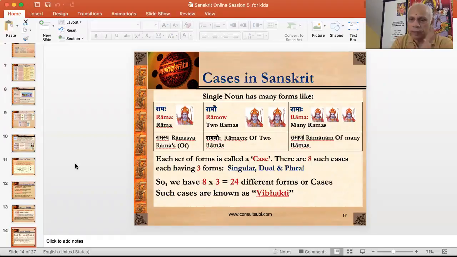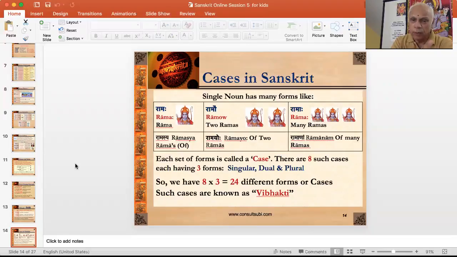When you say Ramasya, automatically you don't have to put of. It means Rama's. But supposing there are two Ramas, supposing they have a common friend, let's say. Two Ramas' friend. How do you say that? Ramayoho mitraha. Ramayoho means the friend of two Ramas. When you say Ramayoho, it means automatically two Ramas. Of two Ramas.